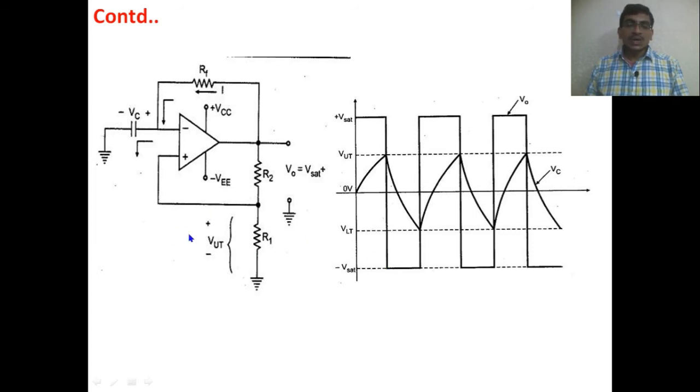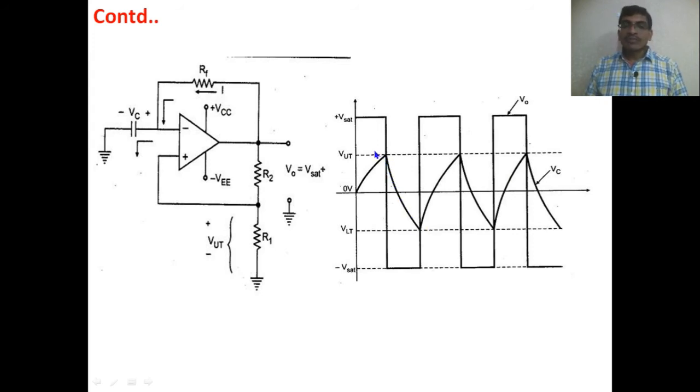Now, what is the voltage here? The lower threshold voltage will be there, because here V0 is minus V saturation, so minus V saturation into R1 divided by R1 plus R2 is the lower threshold voltage, which is given to the non-inverting terminal. Now the output is a negative voltage, therefore the capacitor will start charging towards minus V saturation. Up to now the capacitor has been charged up to VUT. From now it is going to charge towards minus V saturation, negatively charging.